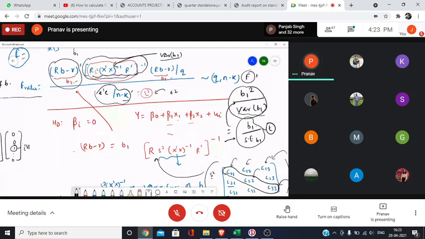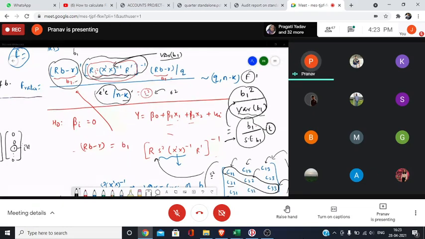Is this clear, all of you? If not, I'll repeat this point again because I'll ask you to solve the next hypothesis. Is this clear to all of you? How I have got this whole expression, how I have reduced this whole expression into B1 upon standard error of B1 only.